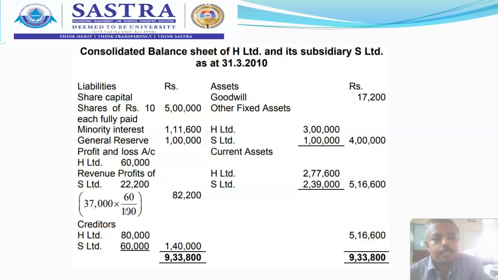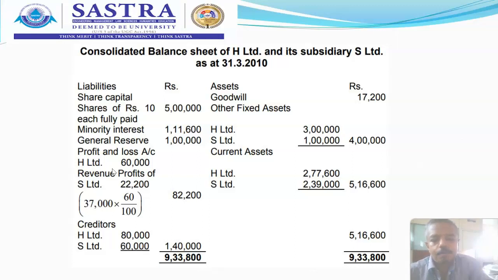Now, general reserve is rupees 1 lakh. General reserve, which is there in the balance sheet, has to be taken as it is from H Limited. S Limited we can ignore because that we have segregated into capital profit and revenue profit.